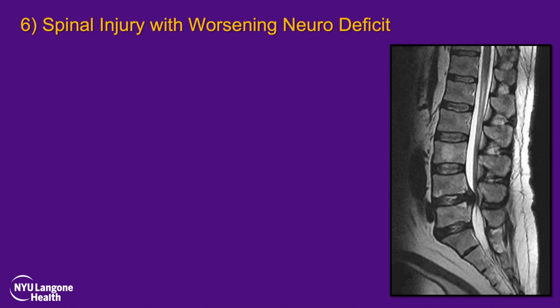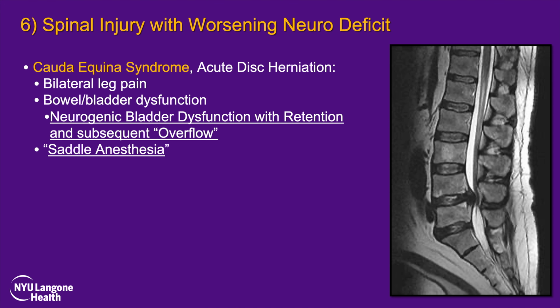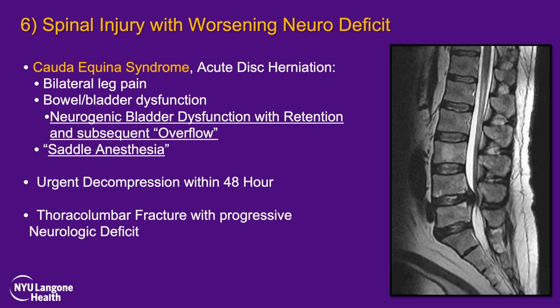Lastly, spinal cord injury with worsening neurodeficits. We're all aware of cauda equina syndrome. It's kind of acute disc herniation with bilateral leg pain, bowel and bladder dysfunction, and this typical kind of neurogenic bladder where you have urinary retention and subsequent overflow. It's classically a saddle anesthesia, and this needs to be urgently decompressed really within 24 to 48 hours. You see this with thoracolumbar fracture, same kind of emergency to any thoracolumbar fracture with progressive neurologic deficit.